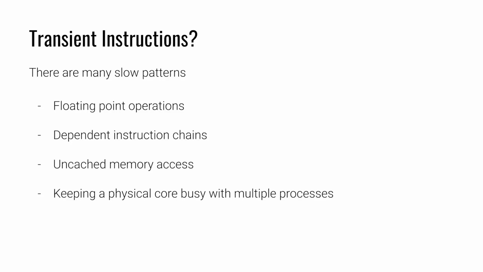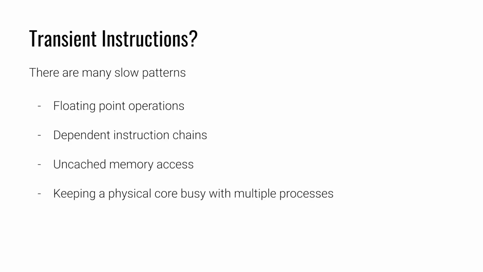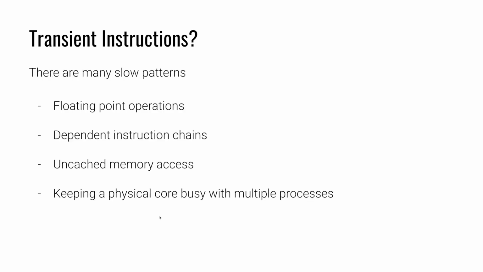Now, we've already talked about uncached memory access. That's the classic example here, so I'm not going to repeat that. Another thing that could make the execution time between individual assembly instructions slow is if the physical CPU core is busy. It could be busy with multiple processes, and so there's a lot of context switching going on. As a result, the wall time in between individual assembly instructions being executed may be longer from the perspective of the process.